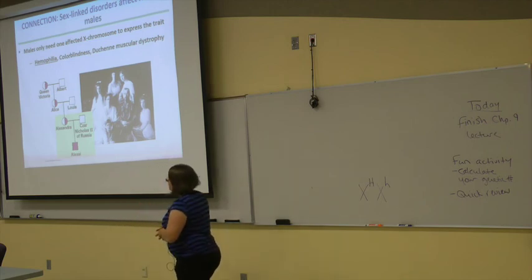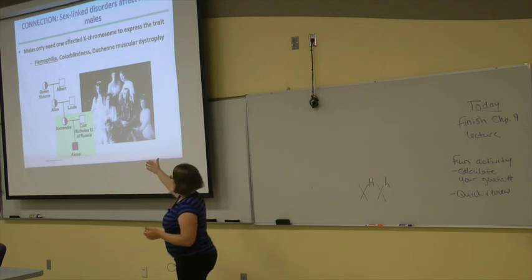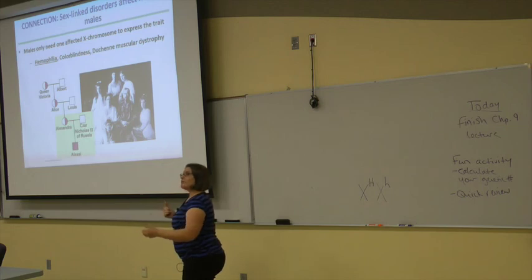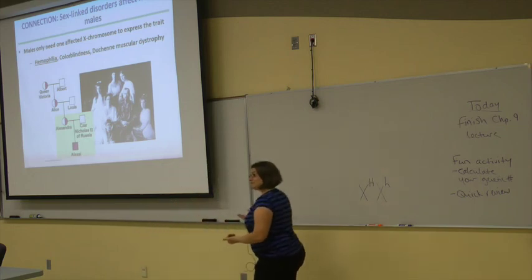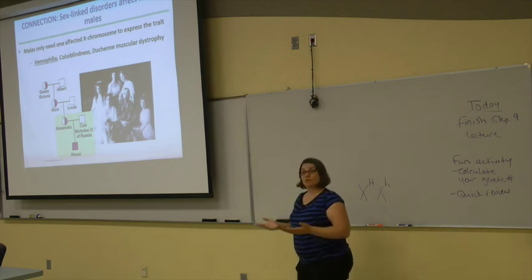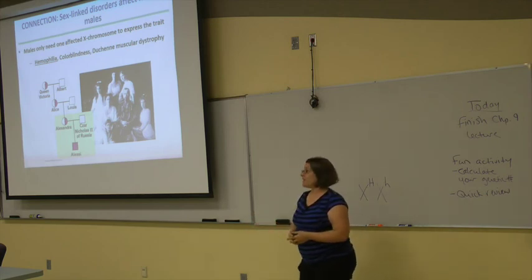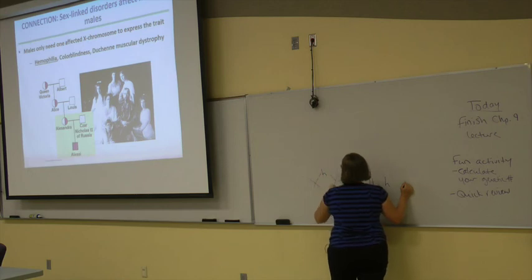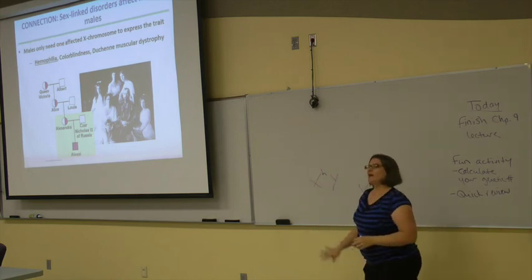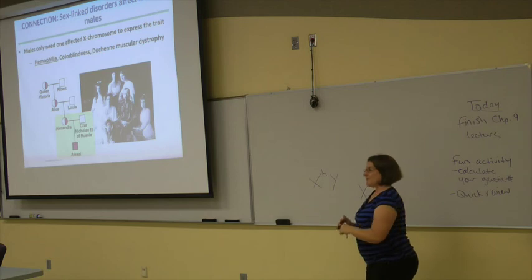But as a whole, we can see that Alexandra then passed on the allele for hemophilia on her X chromosome to Alexei. And that's why he has that condition of hemophilia. And so Alexei's genotype, therefore, is what? X little h, Y, okay?